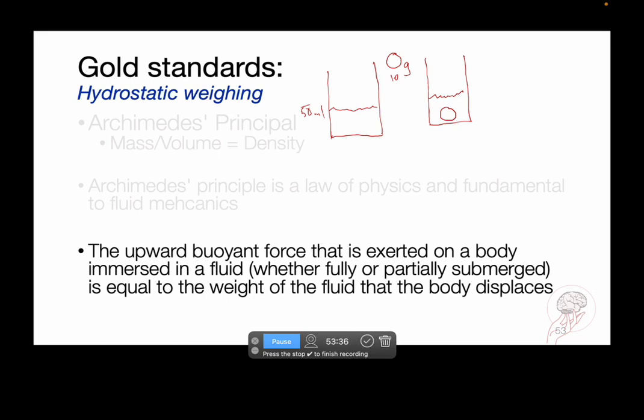That is, it's immersed in the fluid, and the displaced fluid is equal to the weight. So it was at 50, now it'll be at 60 milliliters. And the displaced volume is equal to the weight of the ball, 10 grams. Which, lucky for us, the density of water is 1. And if it's mass, that means it's grams by volume.